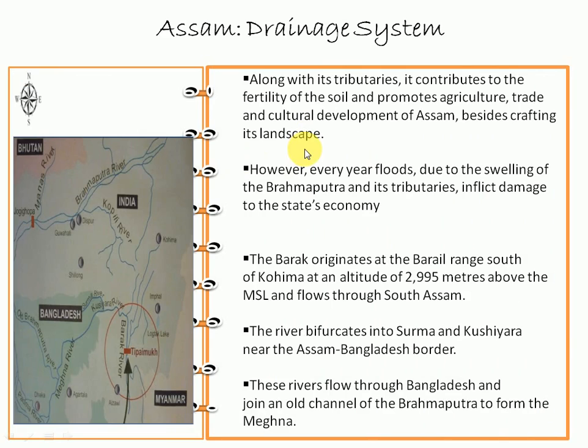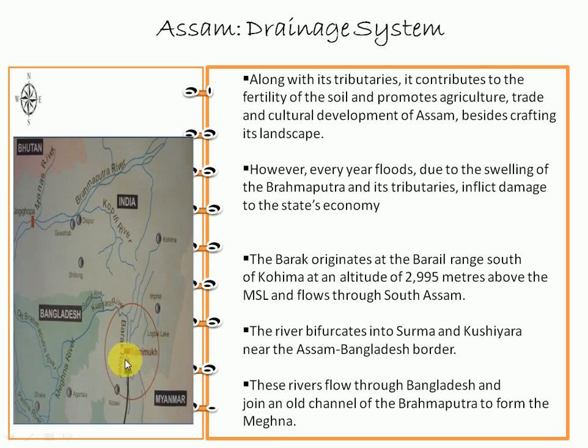Again, we will read about the drainage system of the state. Along with its tributaries, it contributes to the fertility of the soil and promotes the agriculture, trade, culture and development of Assam, besides crafting its landscape. However, every year floods due to the swelling of the Brahmaputra and its tributaries inflict damage to the state economy. You can see the river. This is the Manas River. And this is the Brahmaputra. This is the Kopili River. It's a left hand side tributary.